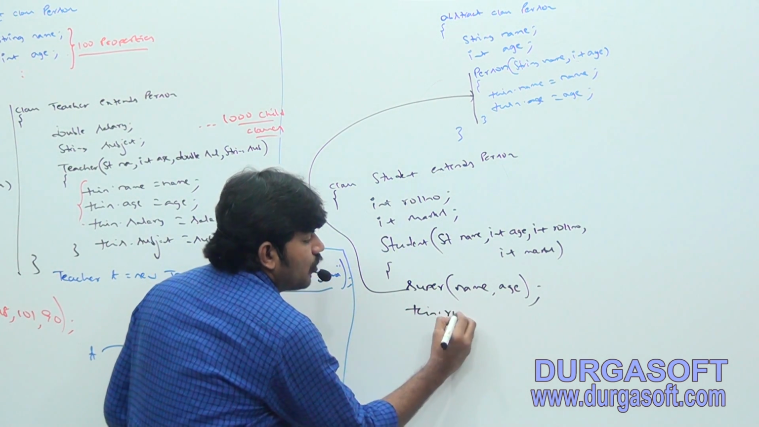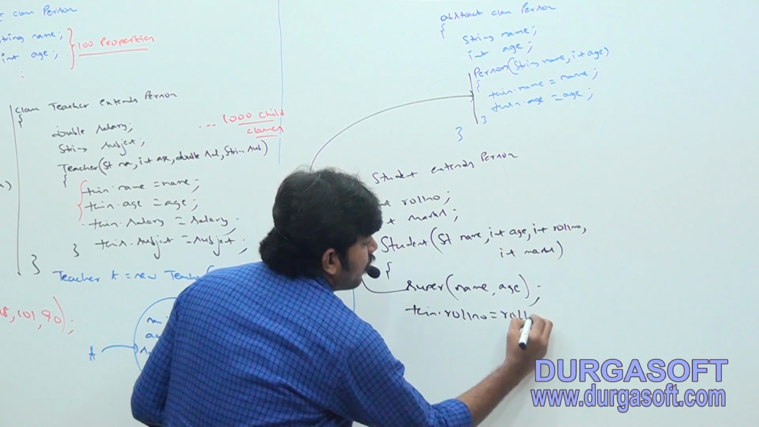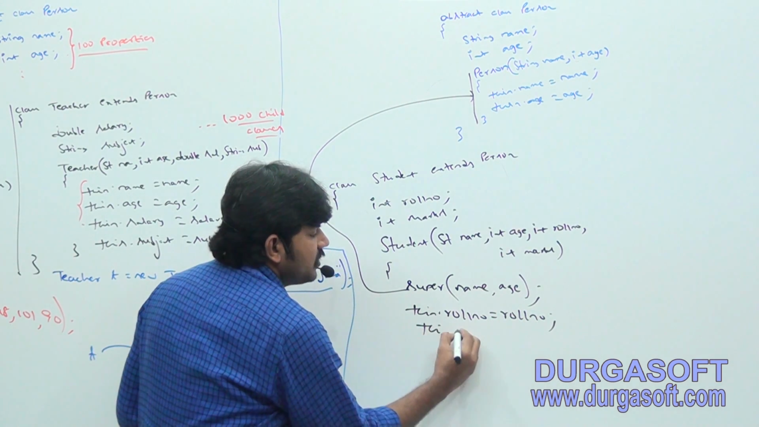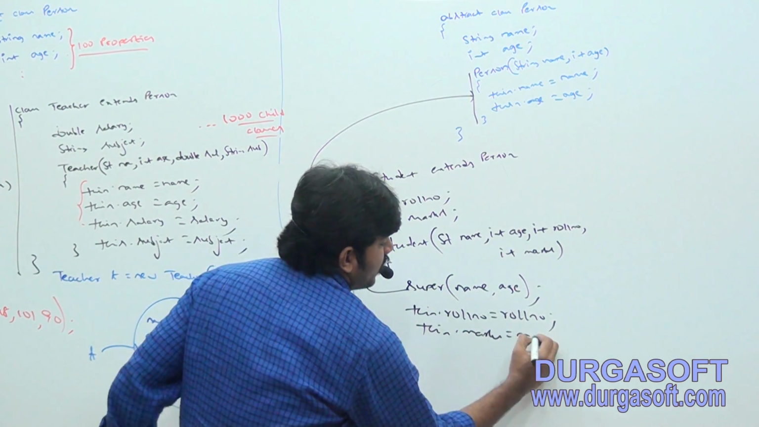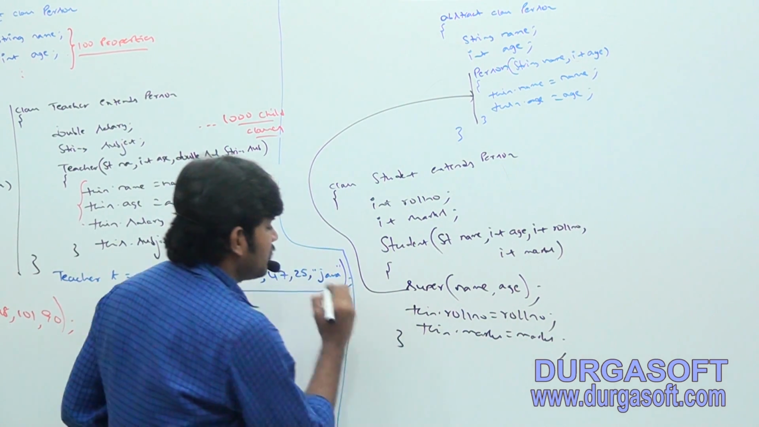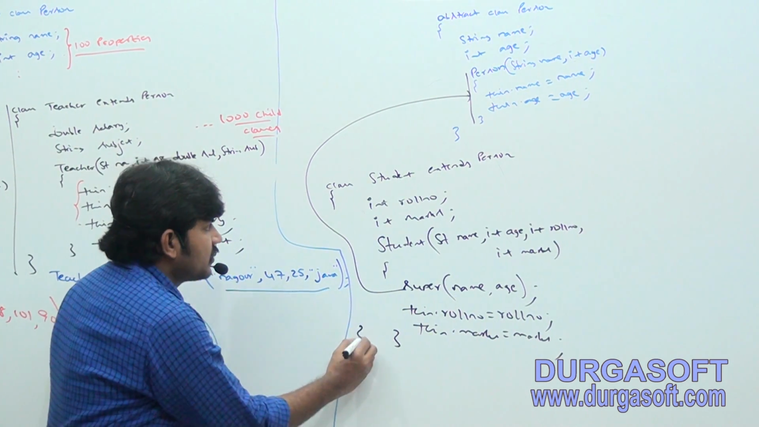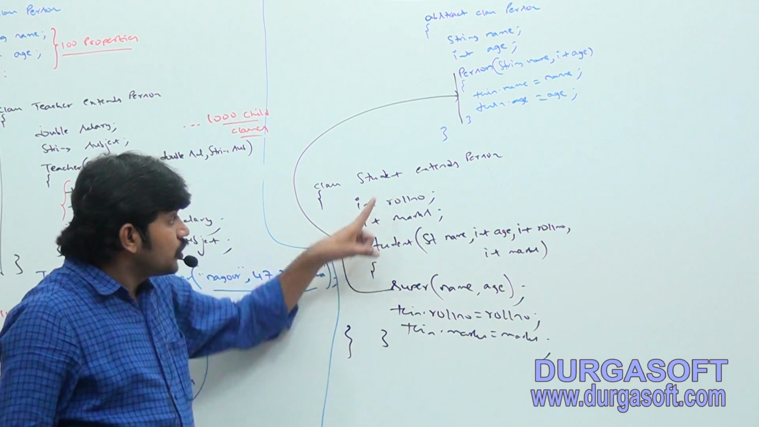What are the remaining properties, sir? this.rollNumber is equal to rollNumber. this.marks is equal to marks, sir. Like this. Sir, this is about the Student constructor.